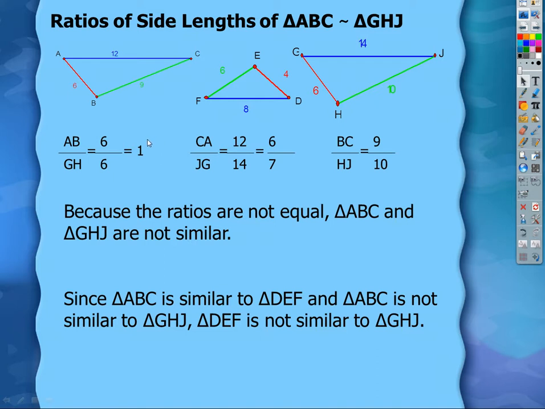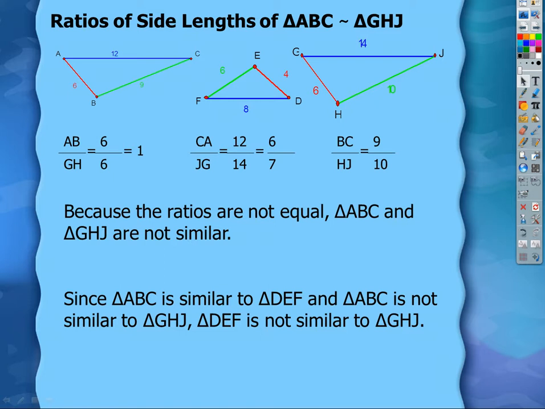If I look at the ratio of the blue sides, the blue side in this triangle has a length of 12, and this triangle it has a length of 14, so we already know it's not going to work, right? Because that ratio is 6/7, and that's different from 1, so I wouldn't even have to do the third one. I know already that all three pairs of those sides are not proportional. So the first triangle and the third triangle are not similar.